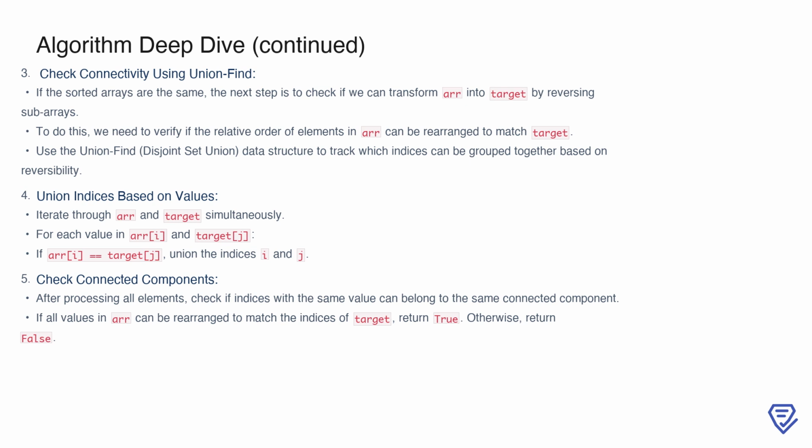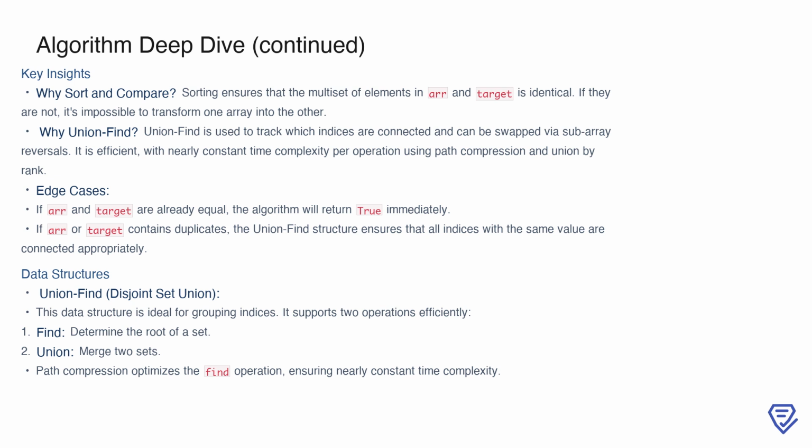Finally, we verify if all indices with the same value belong to the same connected component. If they do, it means the elements of ARR can be rearranged to match target, and we return true. Otherwise, we return false. Sorting and comparing the arrays ensures that both arrays contain the same elements with identical frequencies. This guarantees that the transformation is possible in theory. However, the union-find step is critical for checking reversibility. It tracks which indices are connected and can be swapped via subarray reversals, allowing us to determine if the relative order of elements can be adjusted.